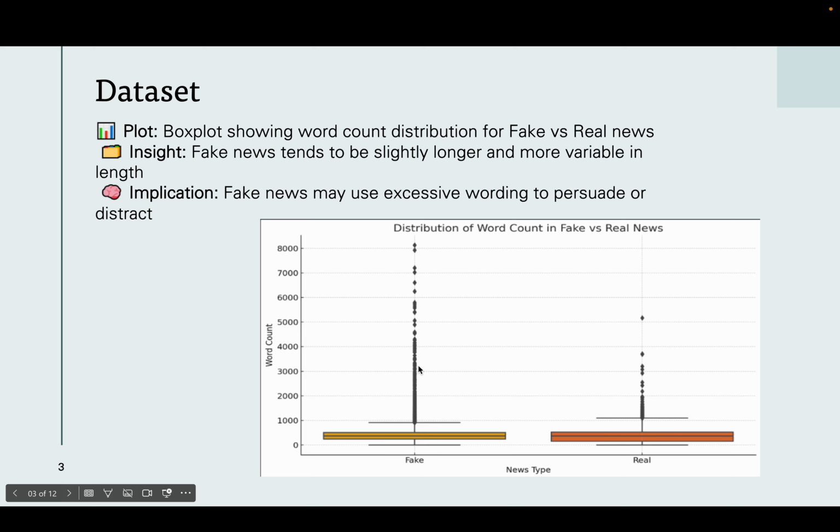We also notice that some fake articles are extremely long, going over 8,000 words. This kind of outlier suggests some are padded with excessive text to appear credible.